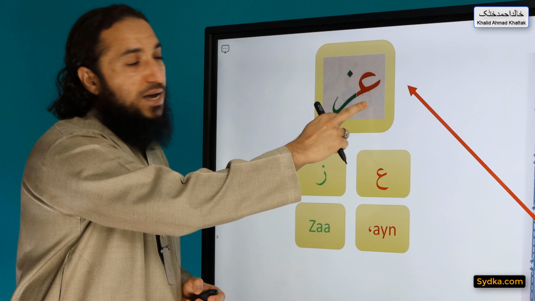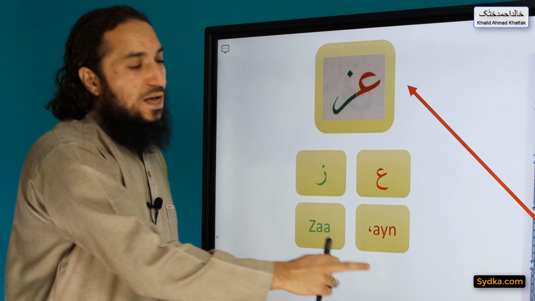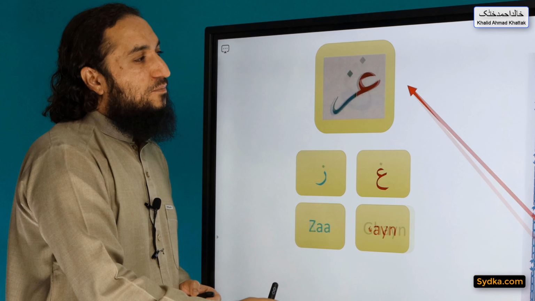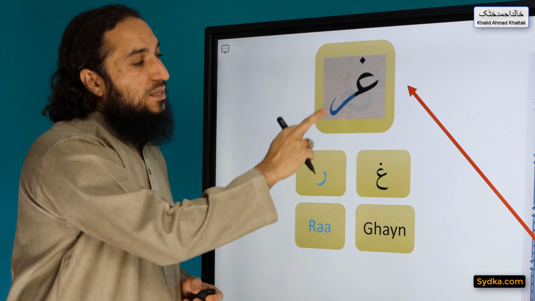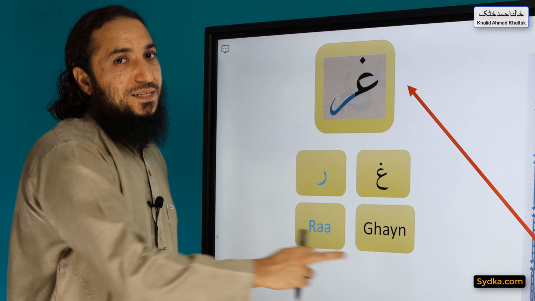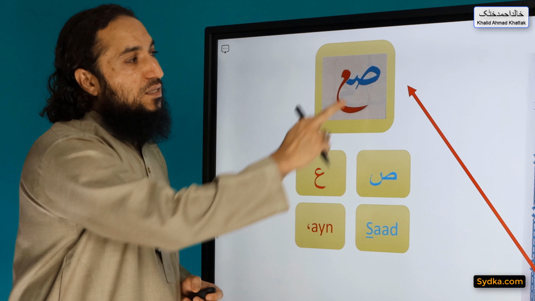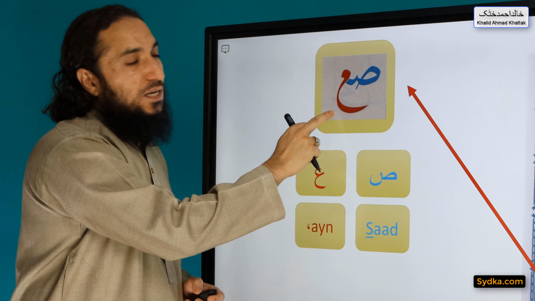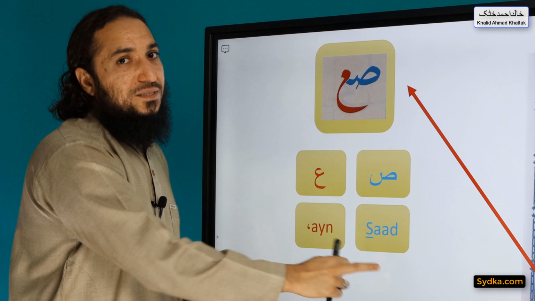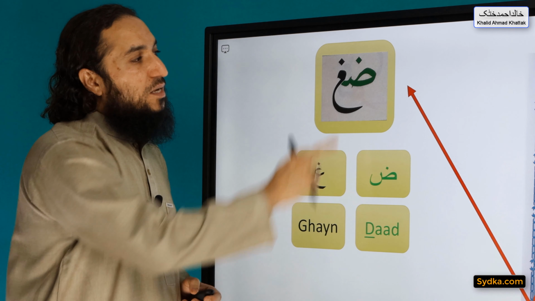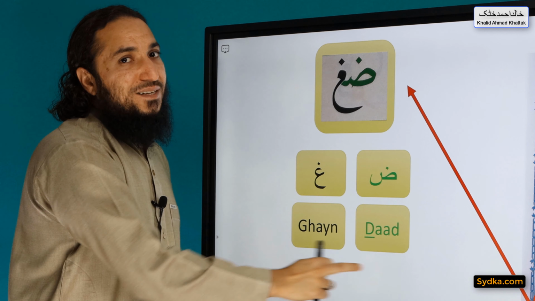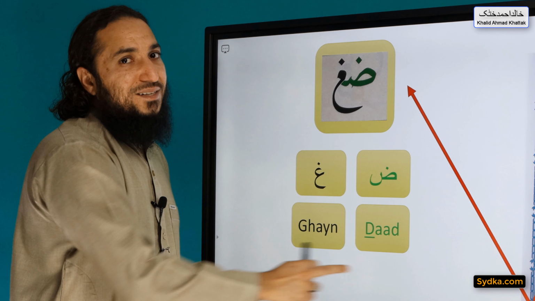The first letter is Ayn, the second is Za. Ayn Za. The first letter is Ghain, the second is Ra. Ghain Ra. The first letter is Sod, the second one is Ayn. Sod Ayn. The first letter is Dod, the second is Ghain. Dod Ghain.